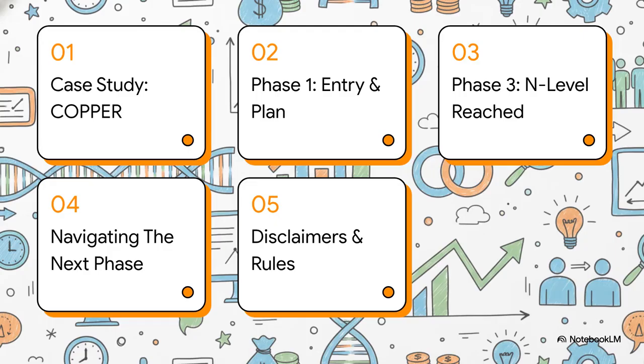Okay, here's our roadmap for this session. We're going to start with our case study, which is a cycle in copper. Then we'll dig into phase 1. That's the entry and the initial plan. From there, the documentation shows a jump to phase 3, when a key level was reached. Then we'll look at what the model documents as the next potential phase. And finally, we'll wrap up with some really important disclaimers and rules.